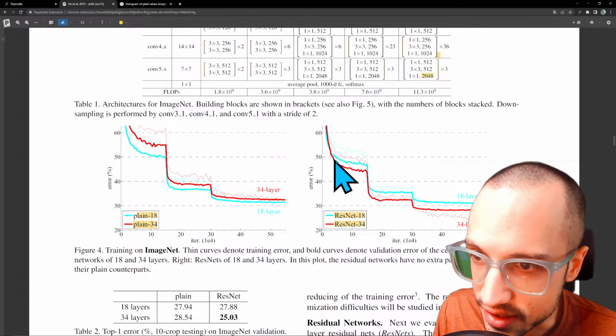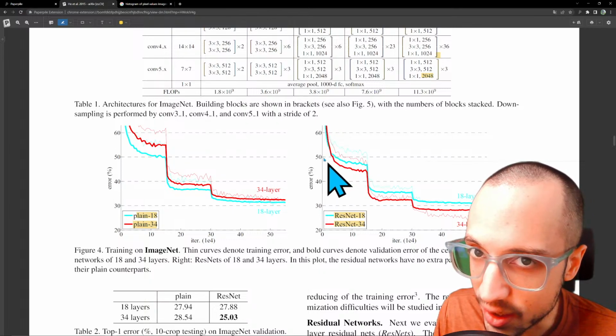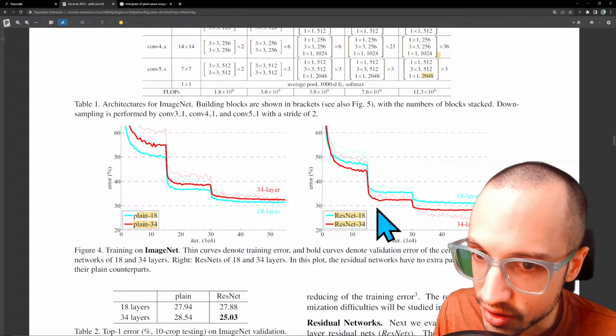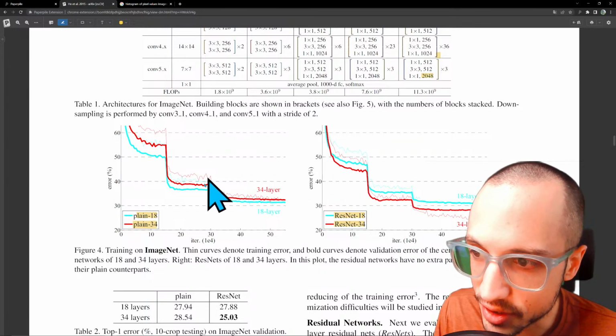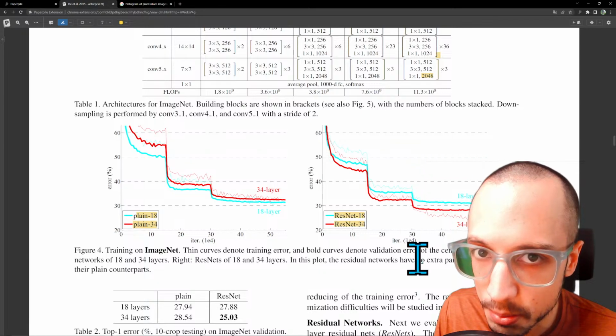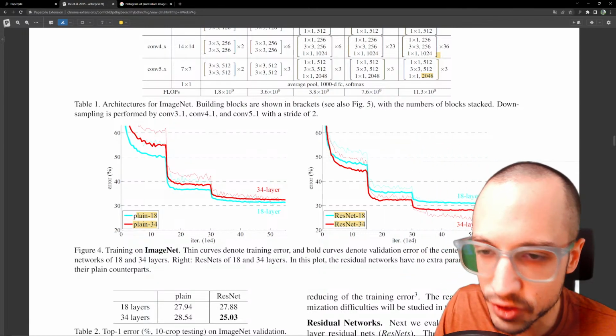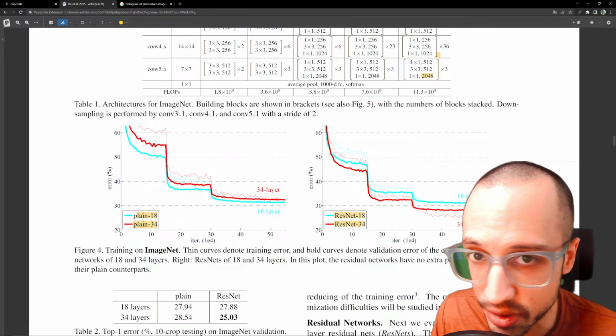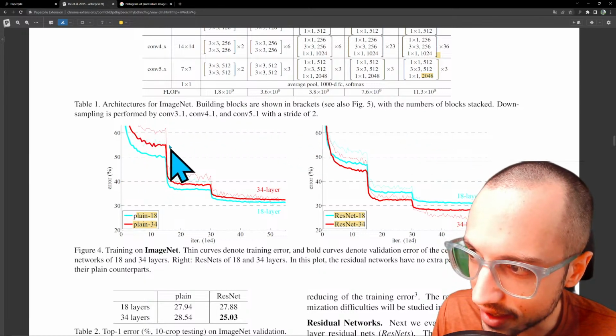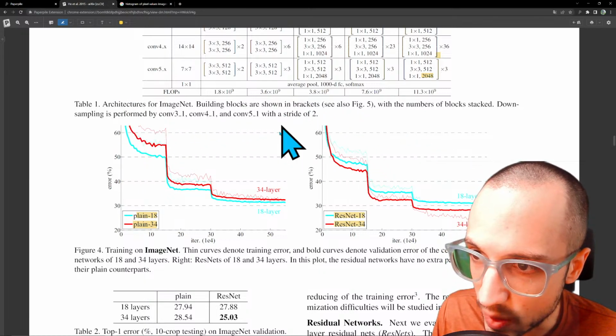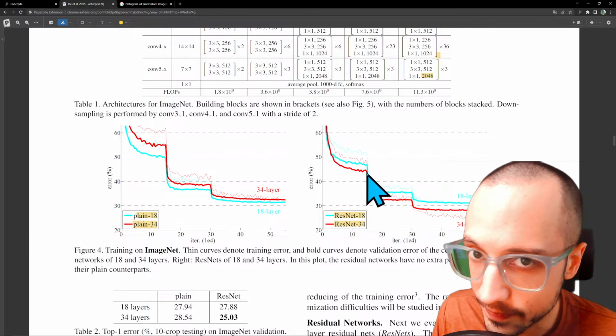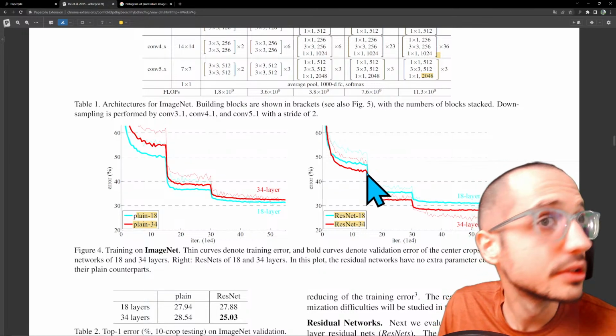look at this. The deeper network actually learns way quicker. So it's not just about the performance after you train for a long time, which is still impressive. It's also the fact that you can train these things just way quicker. They get to a pretty good score pretty quickly if you have these residual connections.